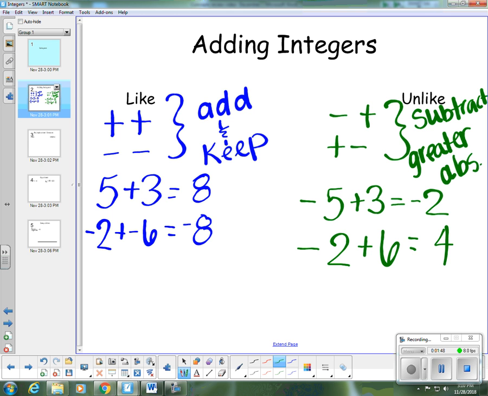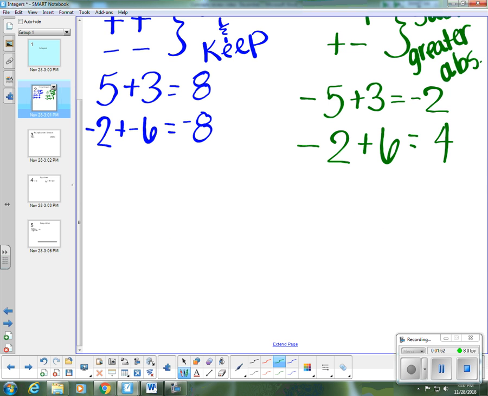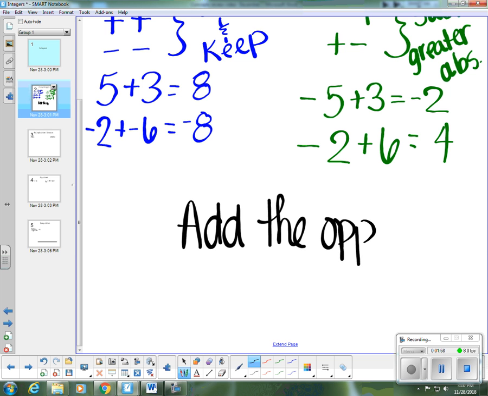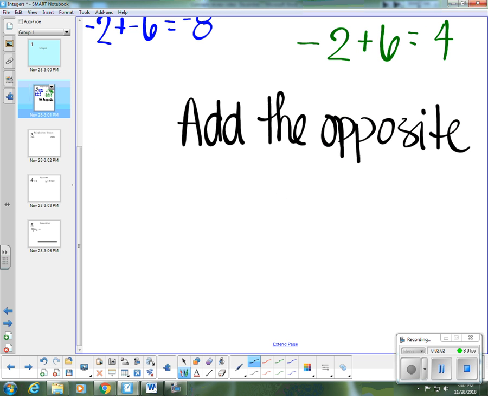Let's look at subtraction. Well, subtraction is the same rule as addition because you add the opposite. Let's look at what I mean by that. Let's say we have negative 5 minus negative 2. When we add the opposite, we change the subtraction. We physically change it to add the opposite. The opposite of negative 2 is positive 2.